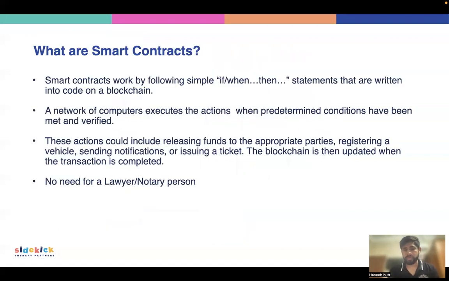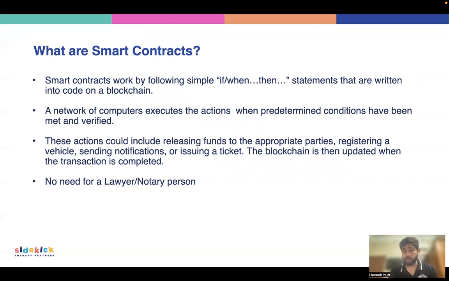So what are smart contracts? Smart contracts work by following simple if-then statements that are written into code on a blockchain. Most of us developers are familiar with these conditions: if, when, then. The same technique is used. A smart contract is coded in a language called Solidity, and in Solidity we make use of these if and then statements. It has its own syntax, and we can program the smart contract.